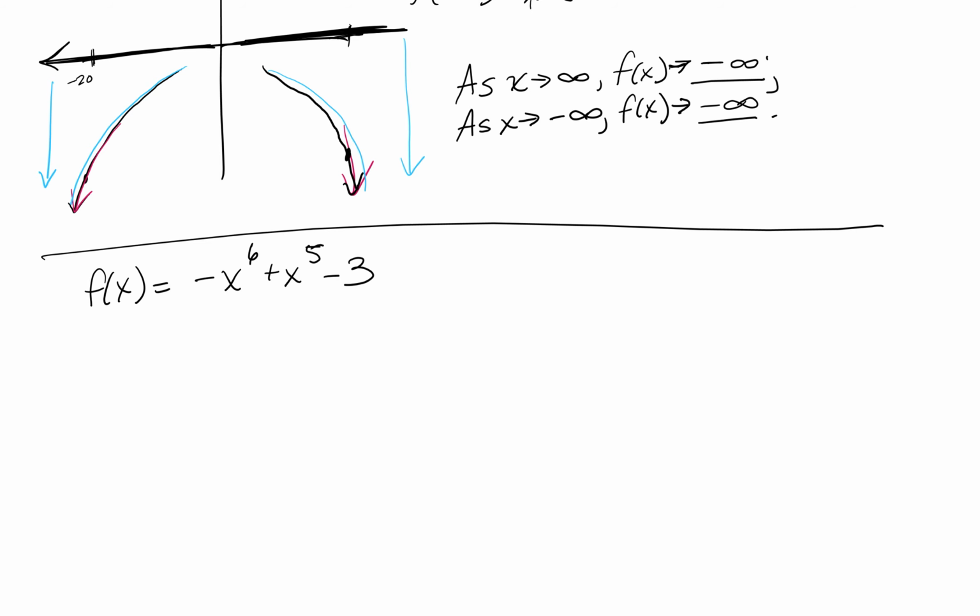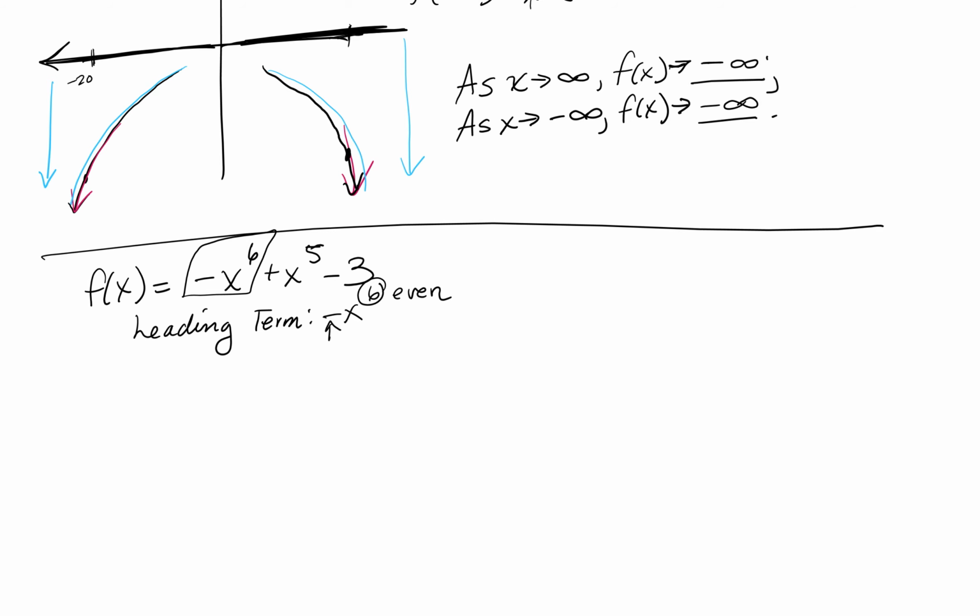So first off, you're looking for the leading term. If it is in standard form, and it is in this case, the leading term is going to be the term with the variable with the highest exponent. So I have a negative x to the 6th. So let's talk about our leading term. If we have negative x to the 6th, we have an even number here and a negative number out front.